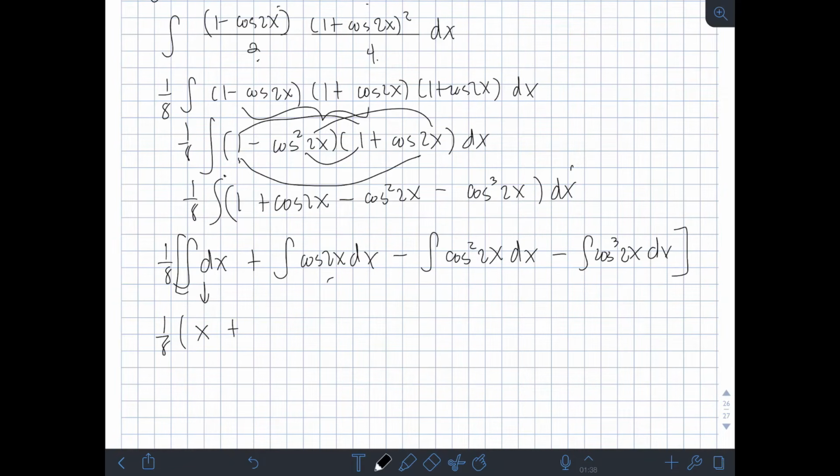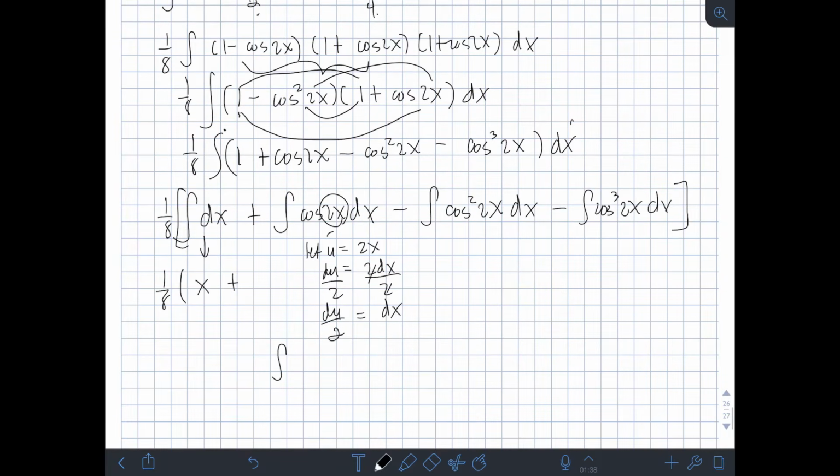Plus, itong integral ng cos 2x. Integrable agad. So, meron tayong 2x na angle. So, ililet u pa natin na u be equal to 2x. Then, du is equal to 2 dx. Divide both sides by 2. Du over 2 is equal to dx.